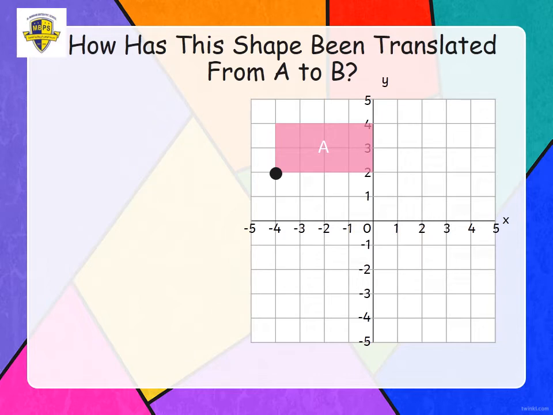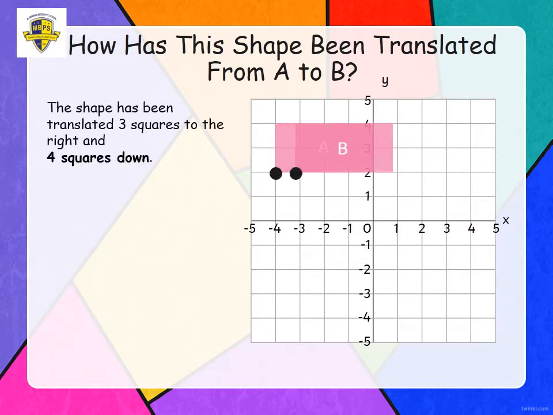Here we have the coordinates, we have shape A, triangle, and the question: how has this shape been translated from A to B? We have to describe this. So first, let's check the translation. Start moving. Now we are moving to the right or left first? You have to decide. Excellent. To the right. Then up or down? Down. Good.